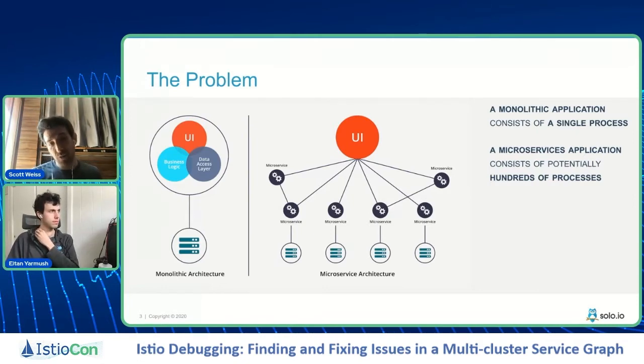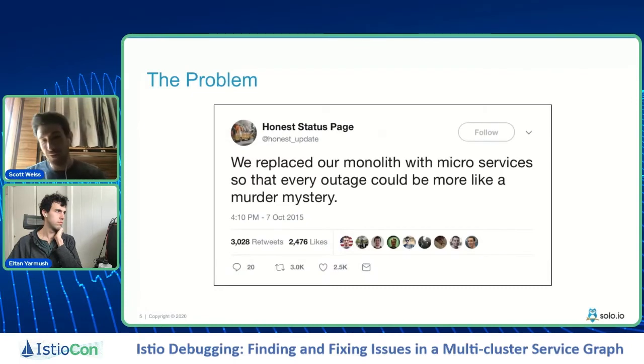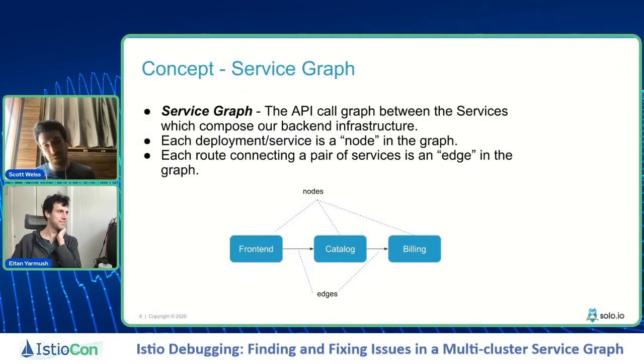But one of the sacrifices, one of the trade-offs by splitting everything into modular and separate components is now we have a distributed system that we have to keep track of. Just for reference, some companies out there that are using microservice architectures today have published their service graphs that actually show the connections between all their microservices over the network. And we see some of these are 400, 500 plus microservices where one error in one place, one latency bottleneck can cause cascading issues, which of course we wanted to prevent, but the first part is observing it and diagnosing it. Just to give a reference, there's this tweet that we love at Solo. It goes, "We replaced our monolith with microservices so that every outage could be more like a murder mystery." Very cute.